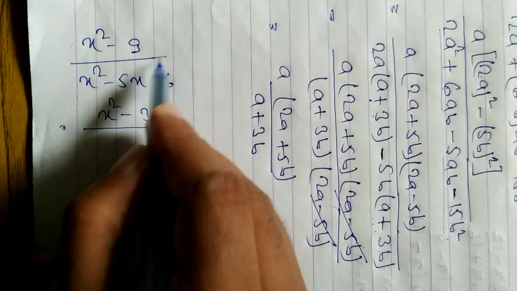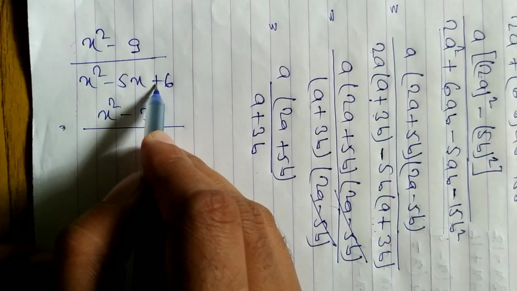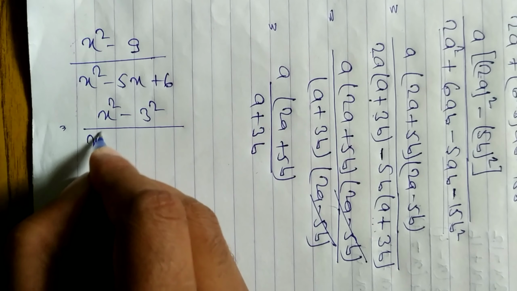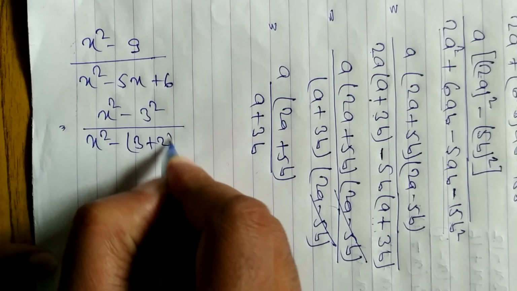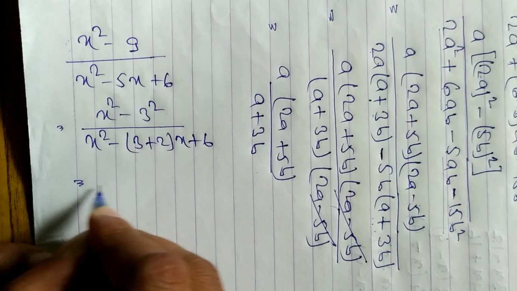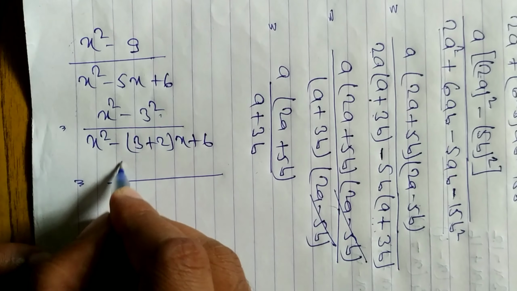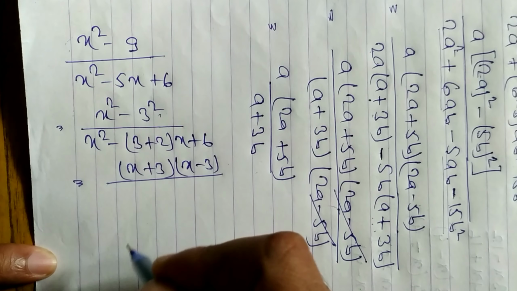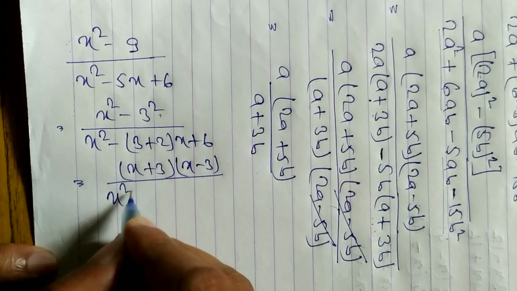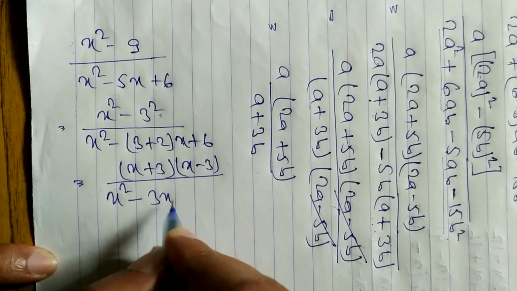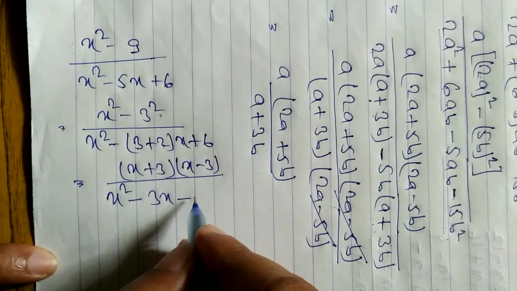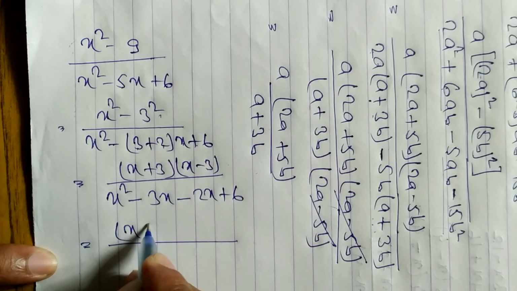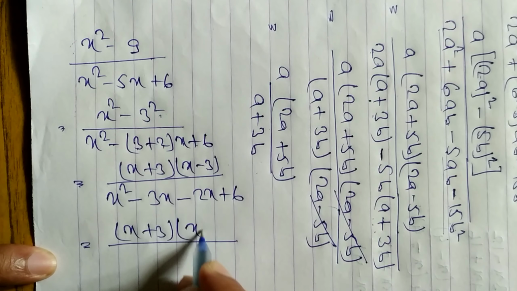Now here, while multiplying it should be 6 and while adding it should be 5: 3 into 2 is 6, 3 plus 2 is 5, so we can write x square minus 3 plus 2 x plus 6. Now the a square minus b square formula we have to use, x plus 3, x minus 3, a plus b, a minus b, and the denominator we have to open the bracket, x square minus 3 into x, 3x, minus plus minus 2 into x, 2x plus 6, and numerator x plus 3, x minus 3.